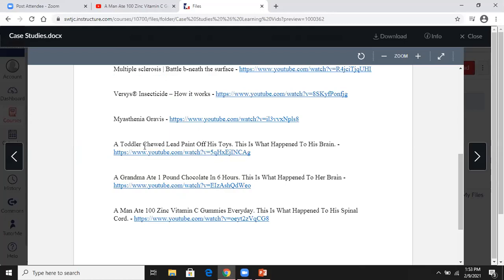Now, these last three: a toddler chewed on lead paint off his toys, and this is what happened to his brain. Grandma ate 1 pound of chocolate in 6 hours, and this is what happened to her brain. A man ate 100 zinc vitamin C gummies every day, and this is what happened to his spinal cord. This individual is a toxicologist. You'll probably see how he and I have a lot of similarities in the way we discuss things. So watch those and understand them, because your assignments will be based off that. Okay, your assignments will be based off it.